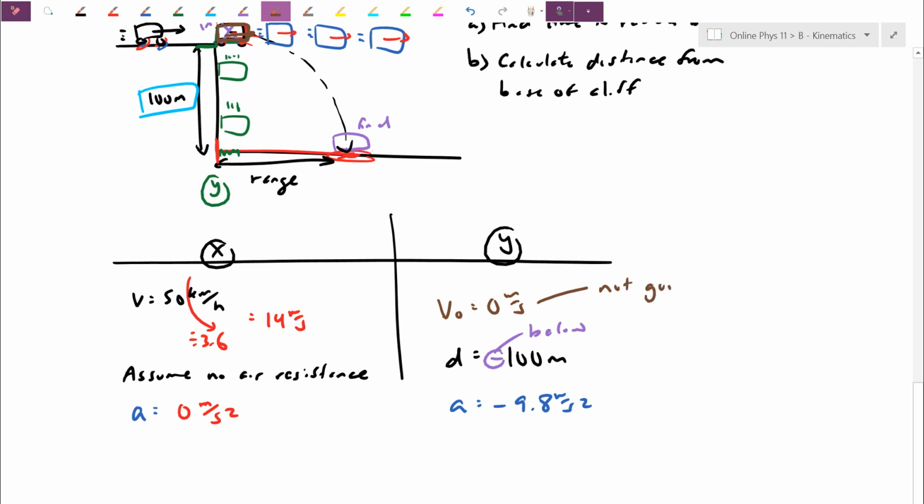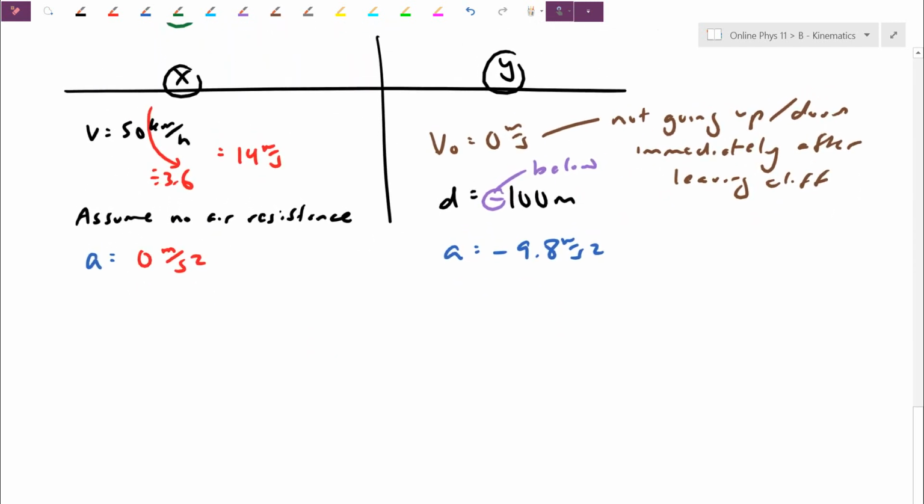It's not going up or down immediately after leaving the cliff. So when you're tempted to say, well, I thought initial velocity was 50, yes, it was 50 horizontally, but vertically, in terms of the up and down direction, gravity hasn't had a chance to start pulling it downwards yet. So we have separated our columns here. Those kinematic formulas, you can look back at your formula sheet, will work in either the x or the y. They can't take, oh, let's take an x velocity and use the y acceleration. It doesn't work like that.